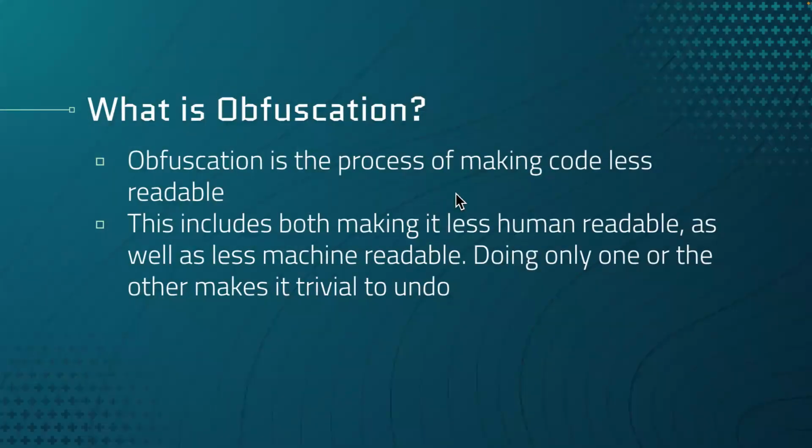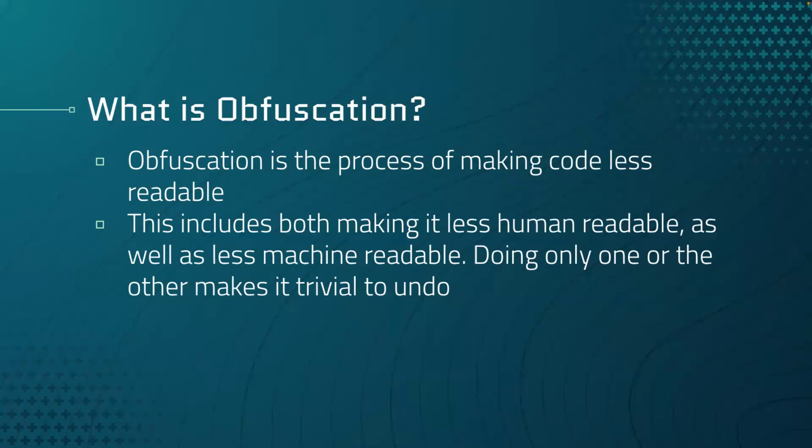So what is obfuscation actually? Obfuscation is the process of making code less readable intentionally. This includes a couple different categories. For one thing, you could make it less human readable, but that's not always the best direction to go.